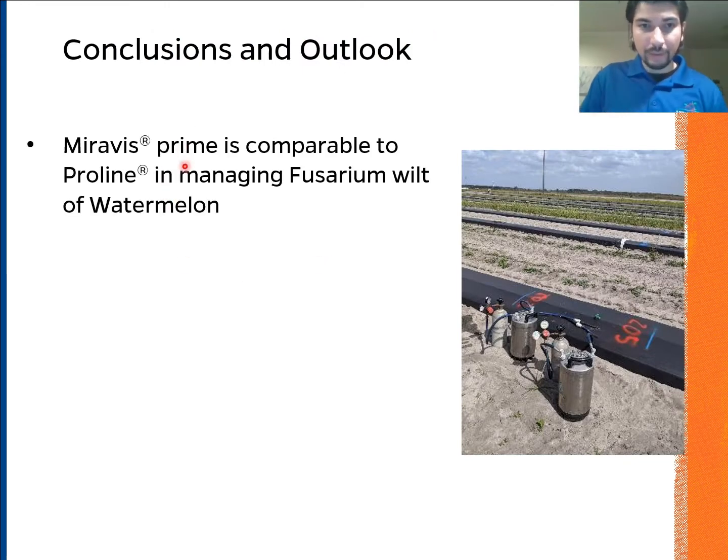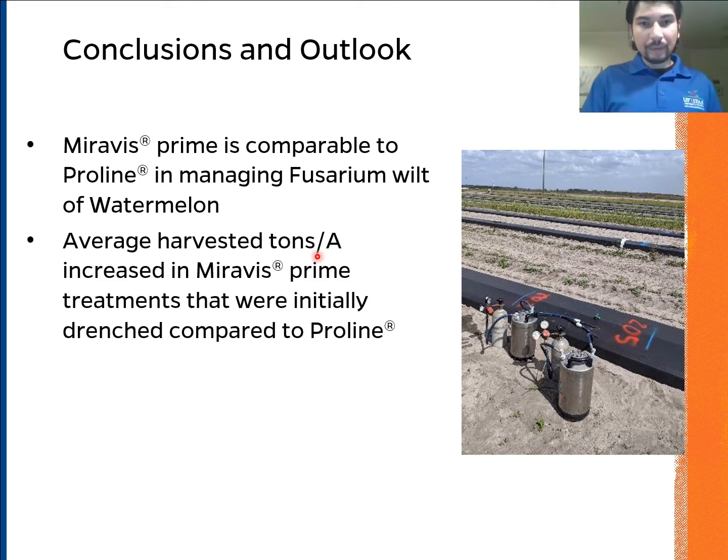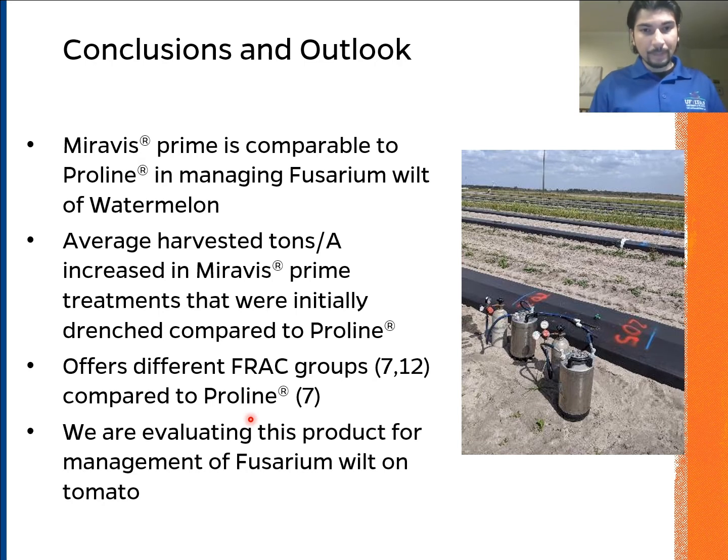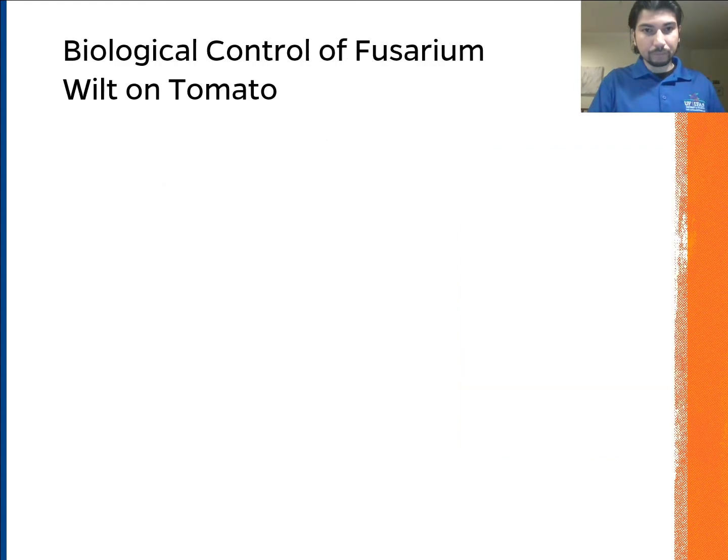Miravis Prime is comparable to Proline in managing Fusarium wilt of watermelon, and the average tons per acre increased in Miravis Prime treatments that were initially drenched compared to the Proline treatments. And Miravis Prime offers different FRAC groups, which are 7 and 12, compared to Proline, which is only 7. And for the future, we're going to evaluate this product, since it seems to be effective against FON. We're going to evaluate it against FOL on tomato and see how well it does there.